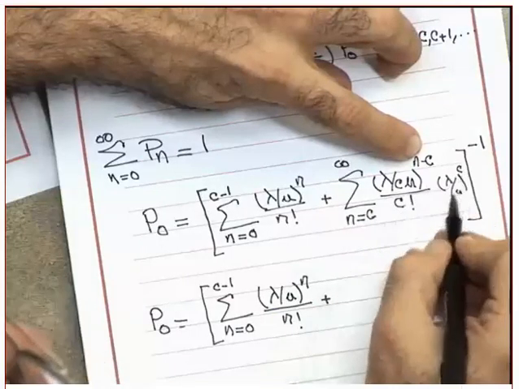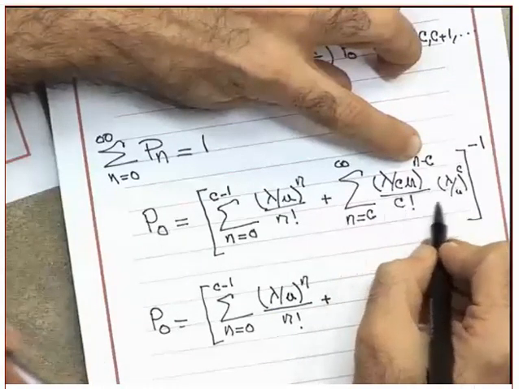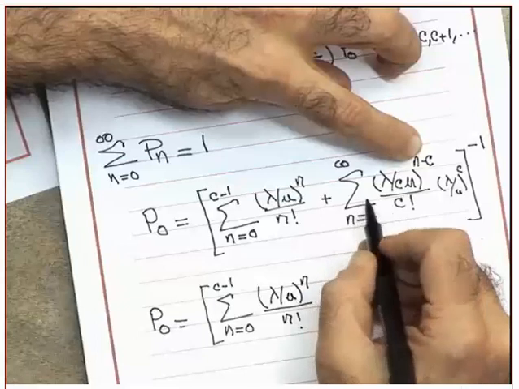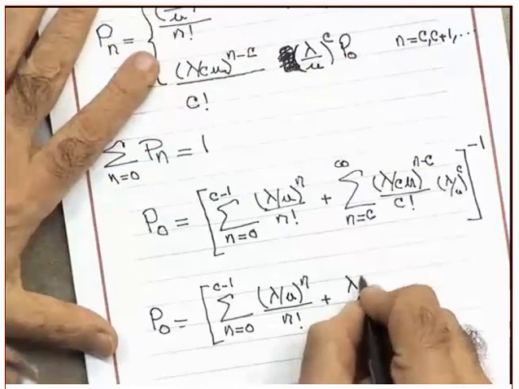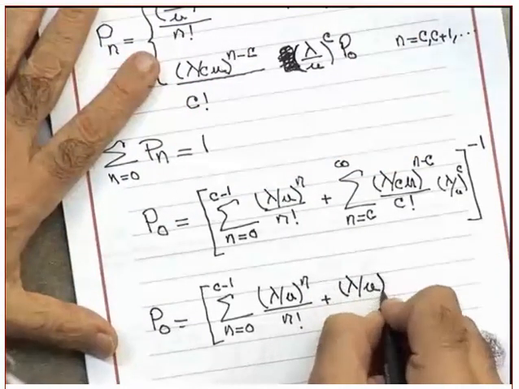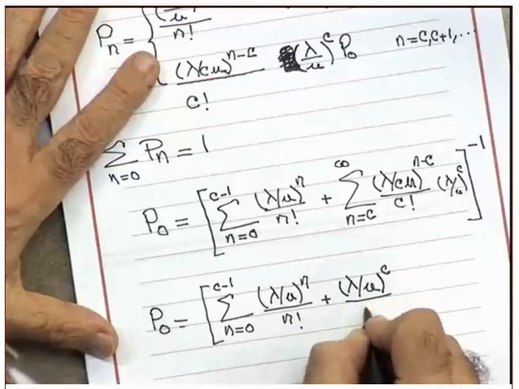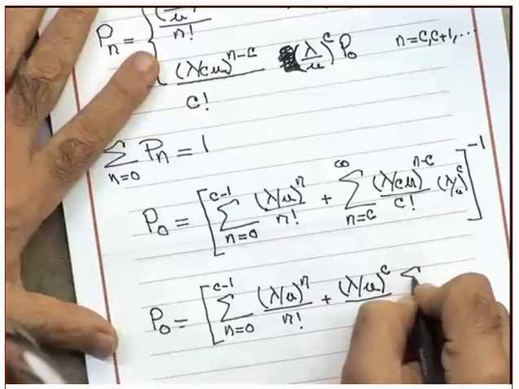Can I get this one outside the summation? Because it does not have n in it. So what is it? Lambda over mu to the C, over C factorial, times the summation.